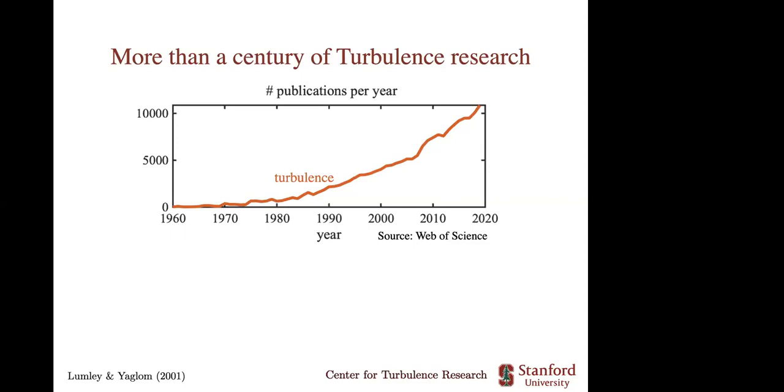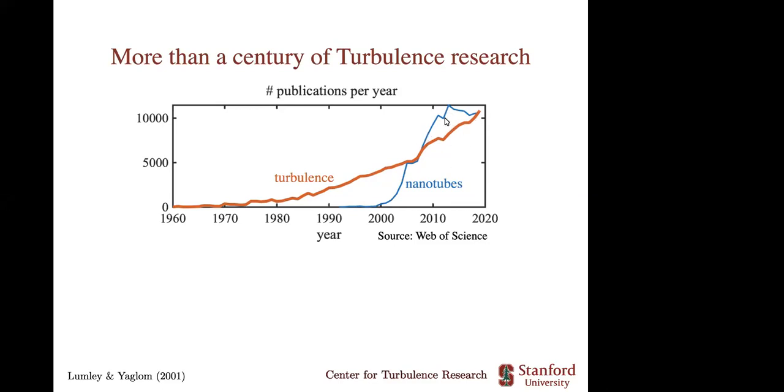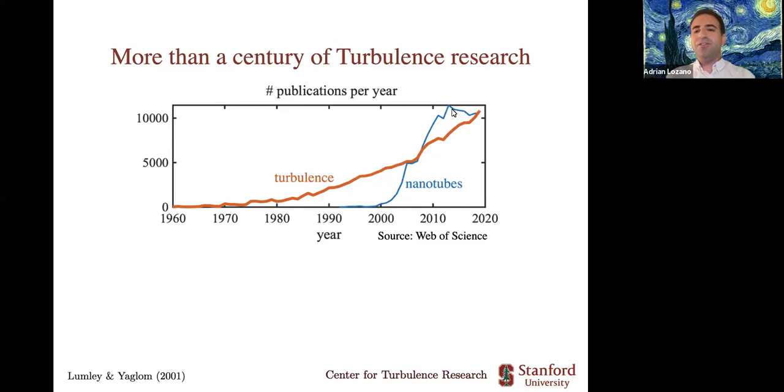And it's curious, because you can look at other fields, for example, that you would consider emerging disciplines. I just decided to take one of them here: nanotubes. You can see that in this case, the field was non-existent before, and then suddenly it grew very, very fast, much faster than turbulence research. There was a point at which there were more publications on nanotubes. But then the field saturated, and it even went down a little, and now turbulence research has caught up again. And I hope that this is going to keep growing steadily.